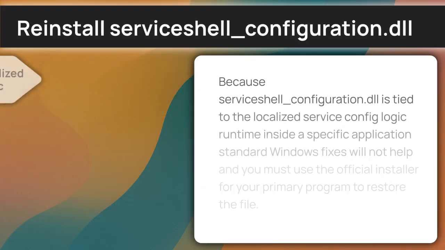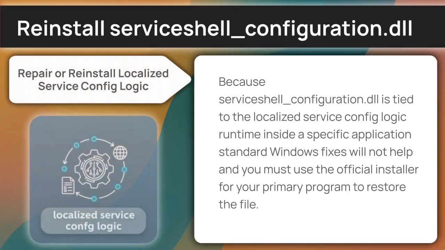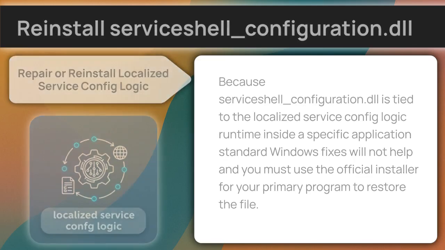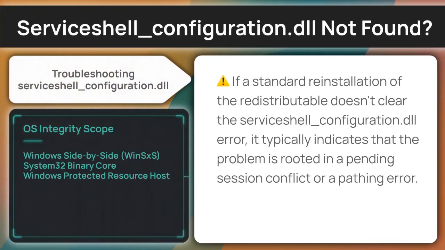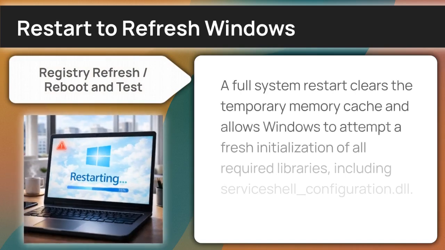Because Service Shell Configuration Module DLL is tied to the localized service config logic runtime inside a specific application standard, Windows fixes will not help, and you must use the official installer for your primary program to restore the file. When a standard software refresh isn't enough, we need to bypass the automated installers and look at manual system state resets. If your system has been running for an extended period, a reboot might be necessary to resync your background processes and clear any temporary locks on the Service Shell Configuration Module file.